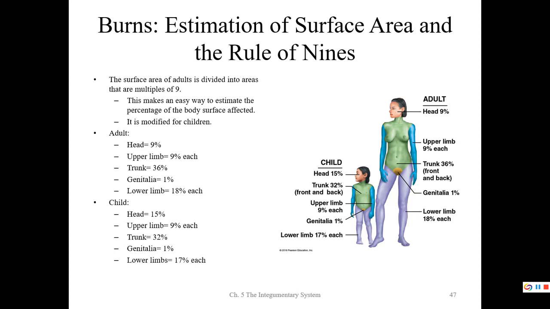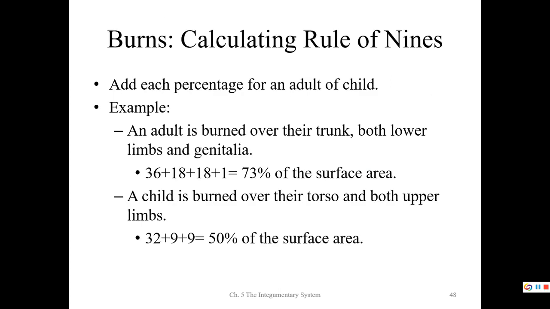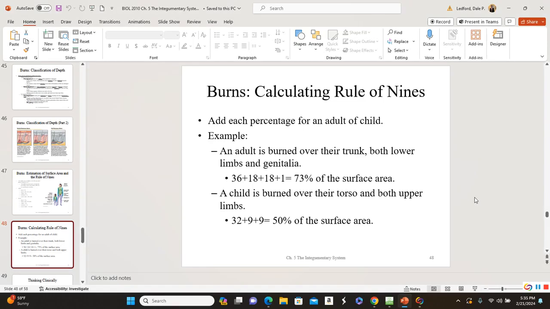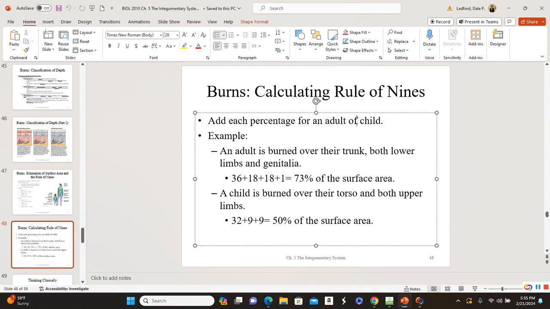The head of a child is proportionally bigger, so it's 15%. The upper limbs are 9%. The trunk is 32% because it's a little bit smaller. The genitalia is 1%, but the lower limbs are 17%, so they're a little bit smaller as well. So we have to adjust it a little bit for children. Now, how do we do it? We calculate. We add each percent for an adult or child. This should say or child. For adult or child, we add up the percentages.